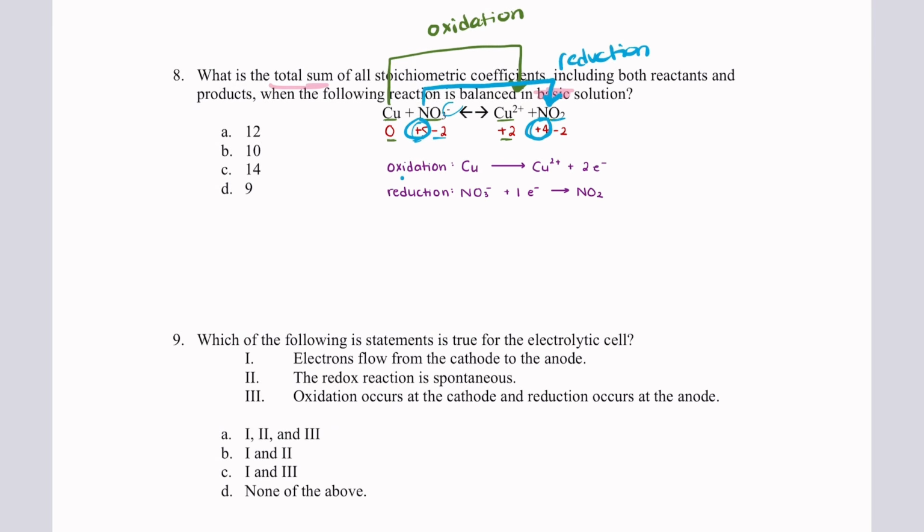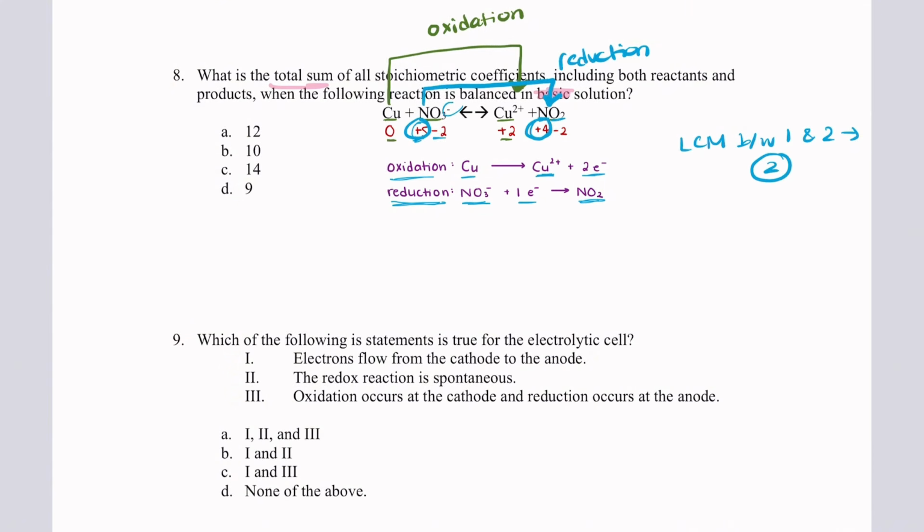For the oxidation half reaction, copper becomes copper 2 plus, and it releases 2 electrons. For the reduction half reaction, nitrate gains an electron to become nitrogen dioxide. From these 2 half reactions, we want to make sure that the electrons match up.